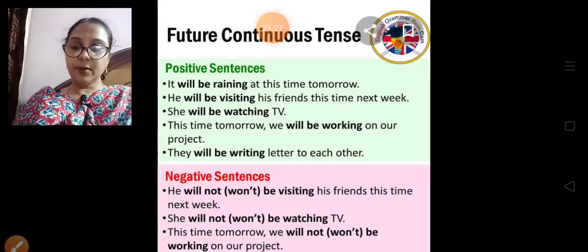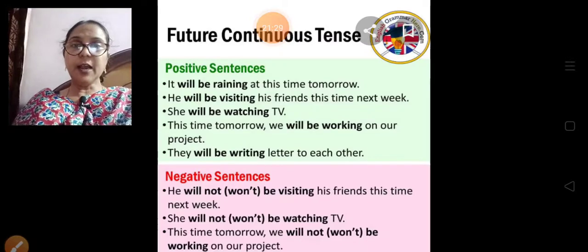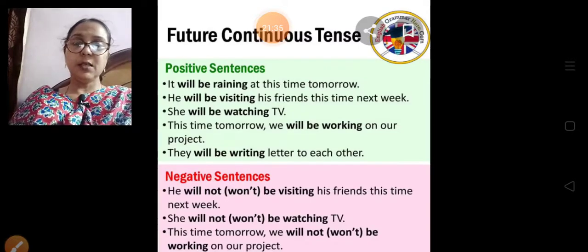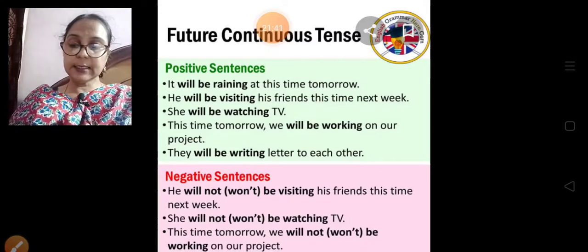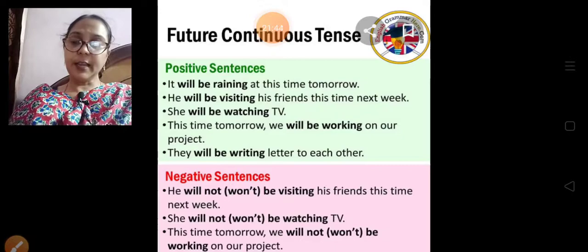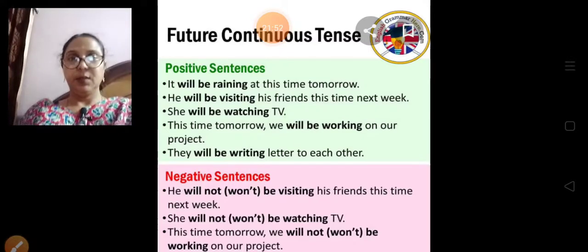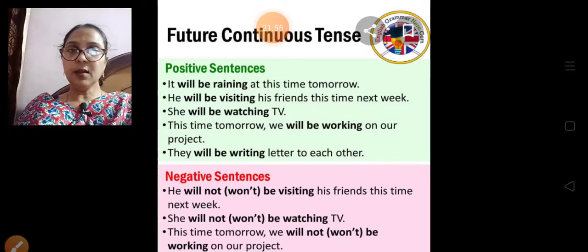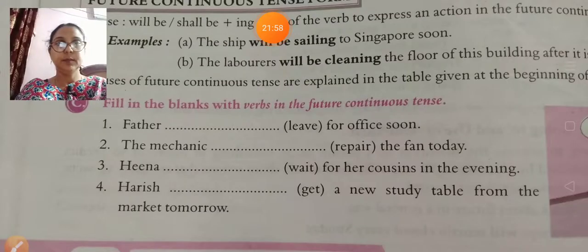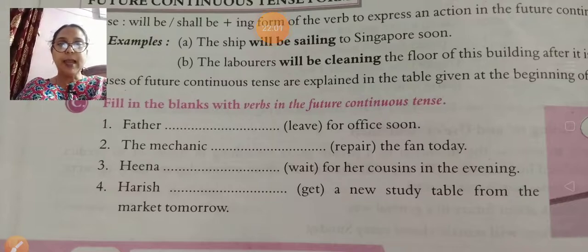You will find it on page number 110. So children, please take out your Mastering Grammar book, your grammar book, and this is page number 110. A and B we have already solved, and now we are moving to exercise number C. So let's start solving the exercise. Now children, fill in the blanks with verbs in the future continuous tense.